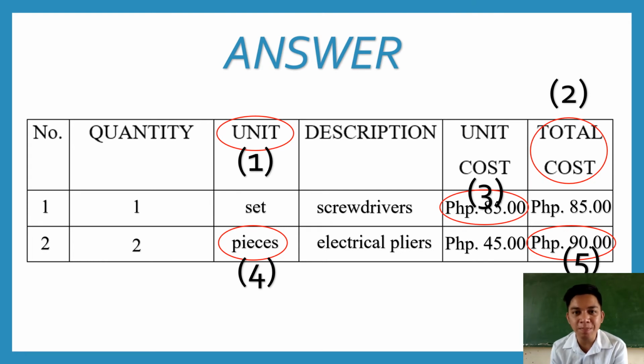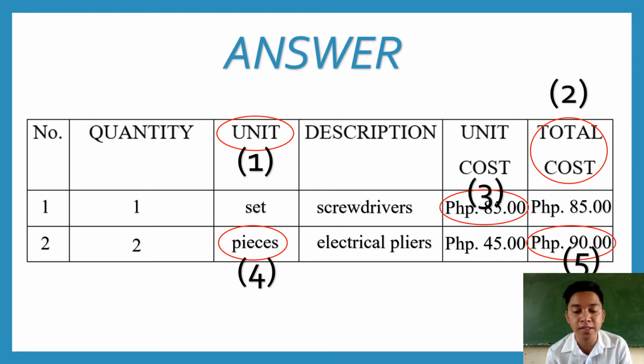Alright, time is up. So let us know the answer. For number 1, it's unit. Again, as I said a while ago, the third column should be unit. Next, we have number 2. What's the last column? It should be total cost. Yes, we have number 3. What's the answer? It's 85. Since the quantity is only 1 and the total cost is 85, therefore, the unit cost is 85.